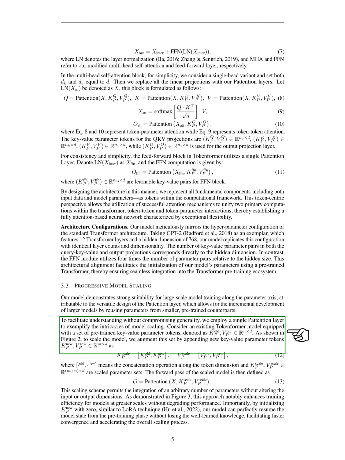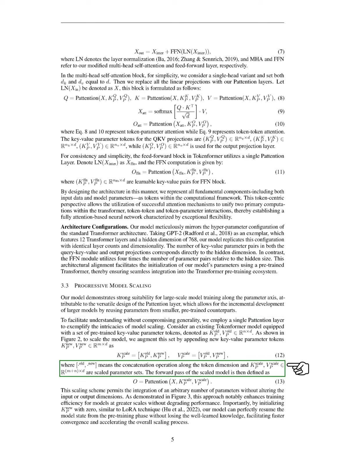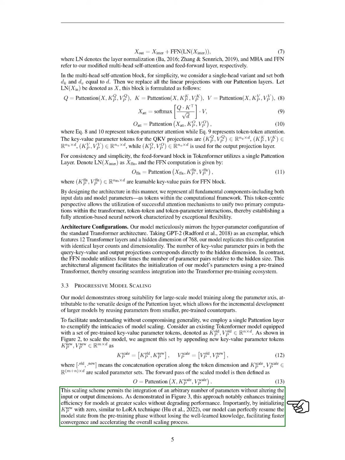We start with an existing Tokenformer model that has pre-trained key-value parameter tokens. To scale the model, we add new key-value parameter tokens, combining them with the existing ones. This method enables us to integrate more parameters without changing the input or output sizes, improving training efficiency for larger models without sacrificing performance. By initializing new parameters to 0, similar to the LoRA technique, we can maintain the model's pre-trained knowledge, leading to faster convergence.